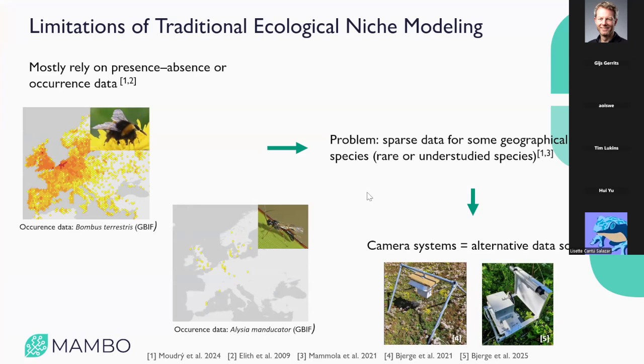So this method works quite well, but it has a major flaw. For many species, we just don't have enough data, not enough occurrence data. So we have to think about alternative data sources. And the question is if we can use camera systems for this.